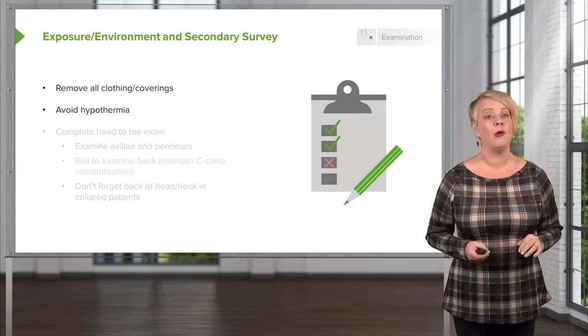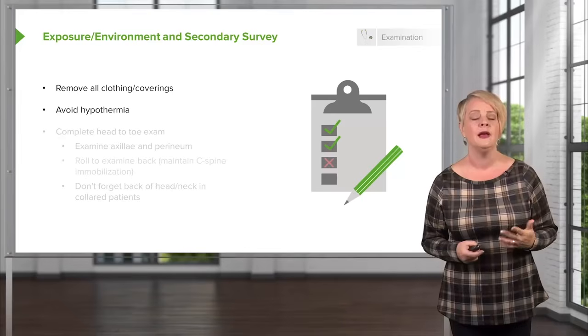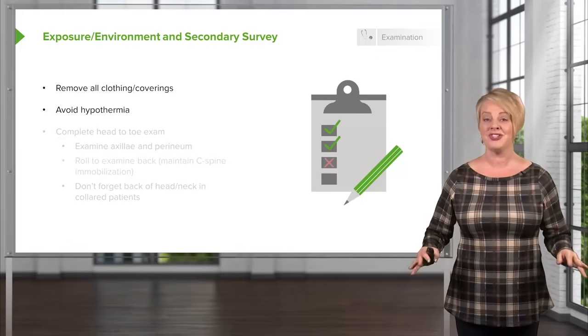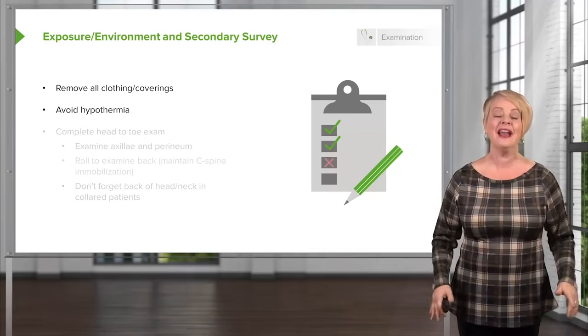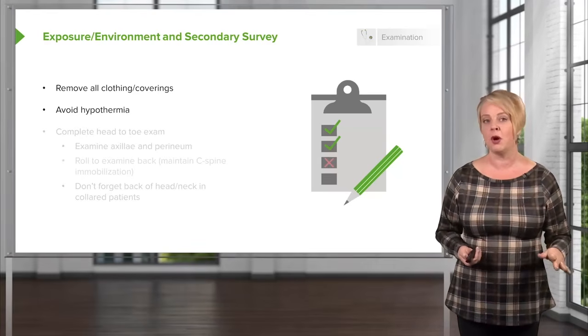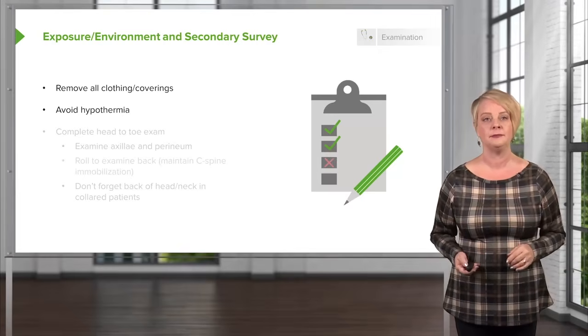While you're doing that, however, you want to avoid hypothermia. So hypothermia causes coagulopathy and exacerbates bleeding and trauma. So you want to expose your patient and look at them, but once you've done that, get them covered up again. Make sure you keep the room warm. Make sure you use warm blankets, because trauma patients can actually become hypothermic very quickly.